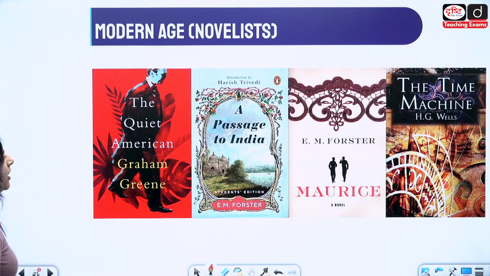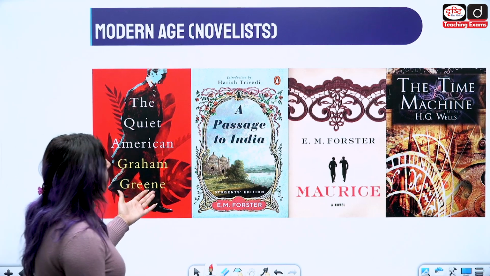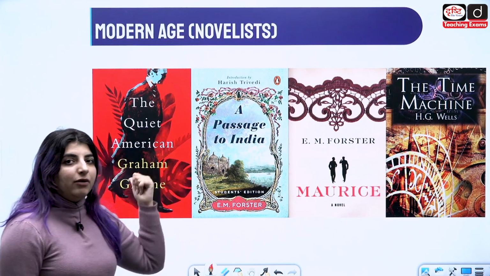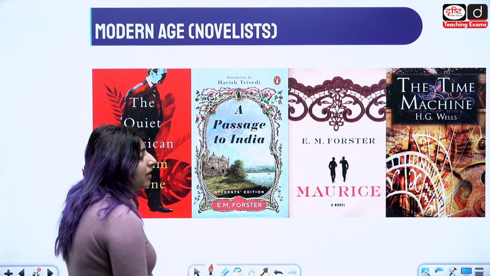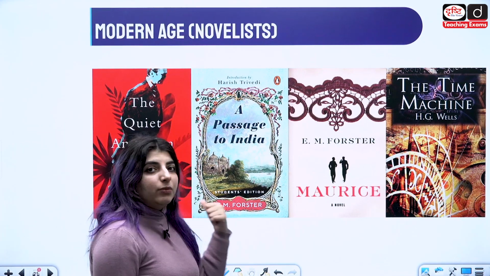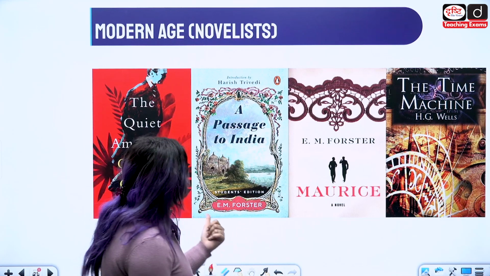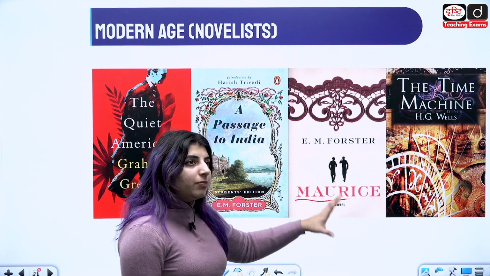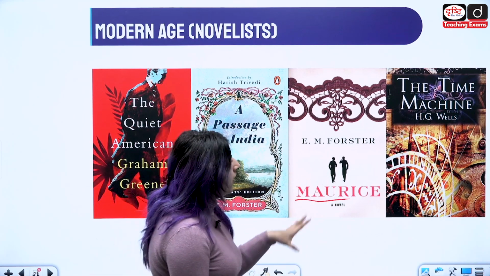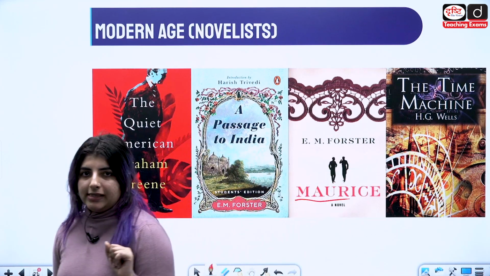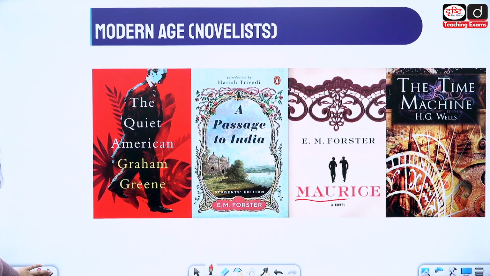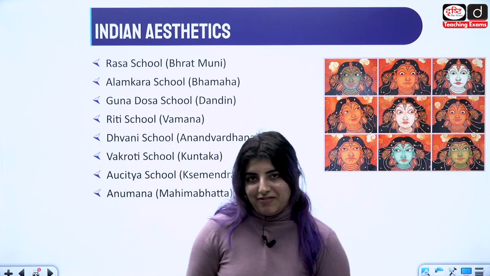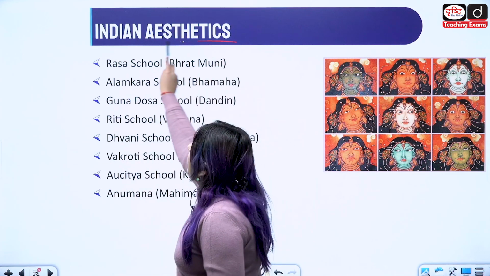Then we have The Quiet American by Graham Greene, Passage to India, and they have asked questions related to these things as well, because he was a spy. Graham Greene was a spy too, so what are the works which show the spy nature as well? E.M. Forster's Maurice, which tries to talk about the theme of homosexuality and all. The Time Machine by H.G. Wells. Correct? Moving forward to one of my favorites to teach here, Indian aesthetics.